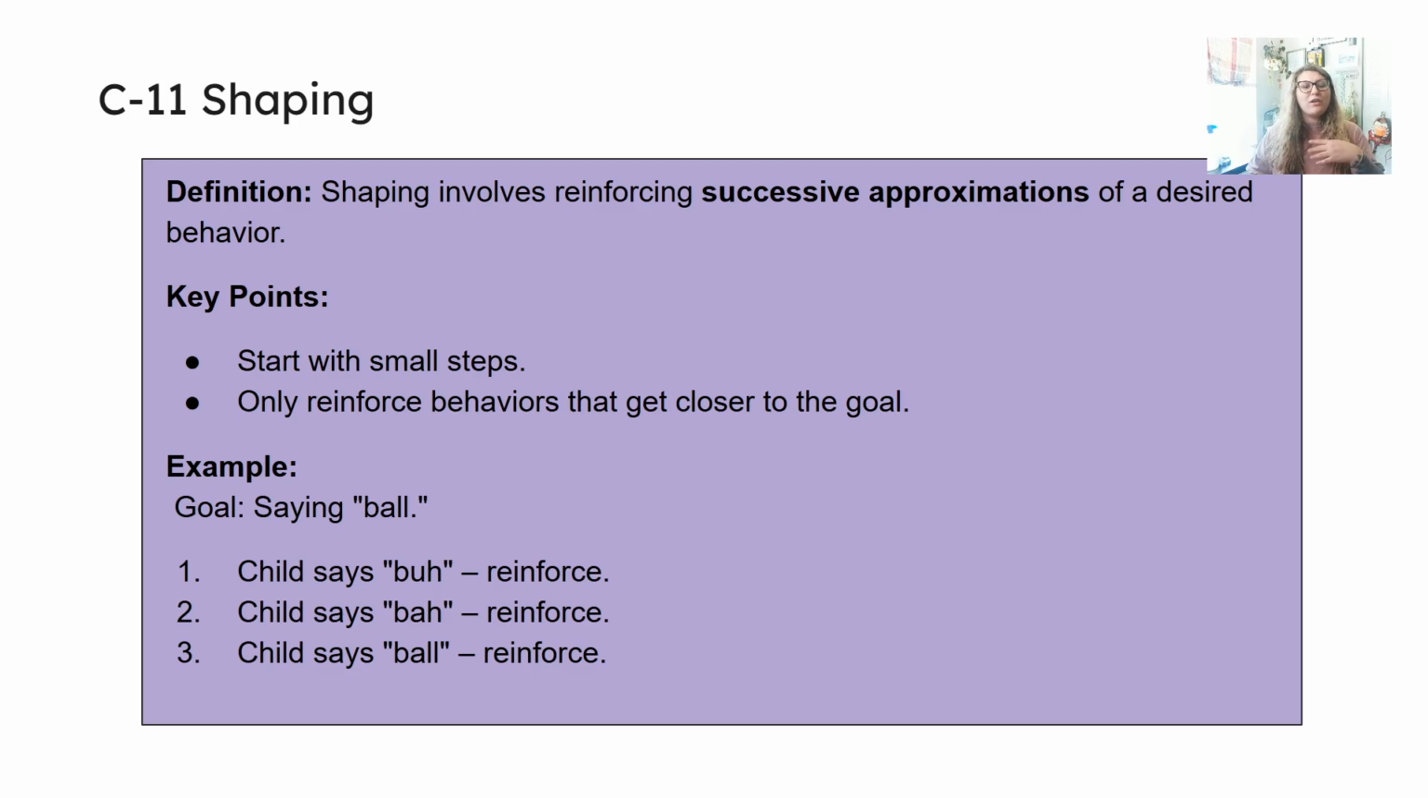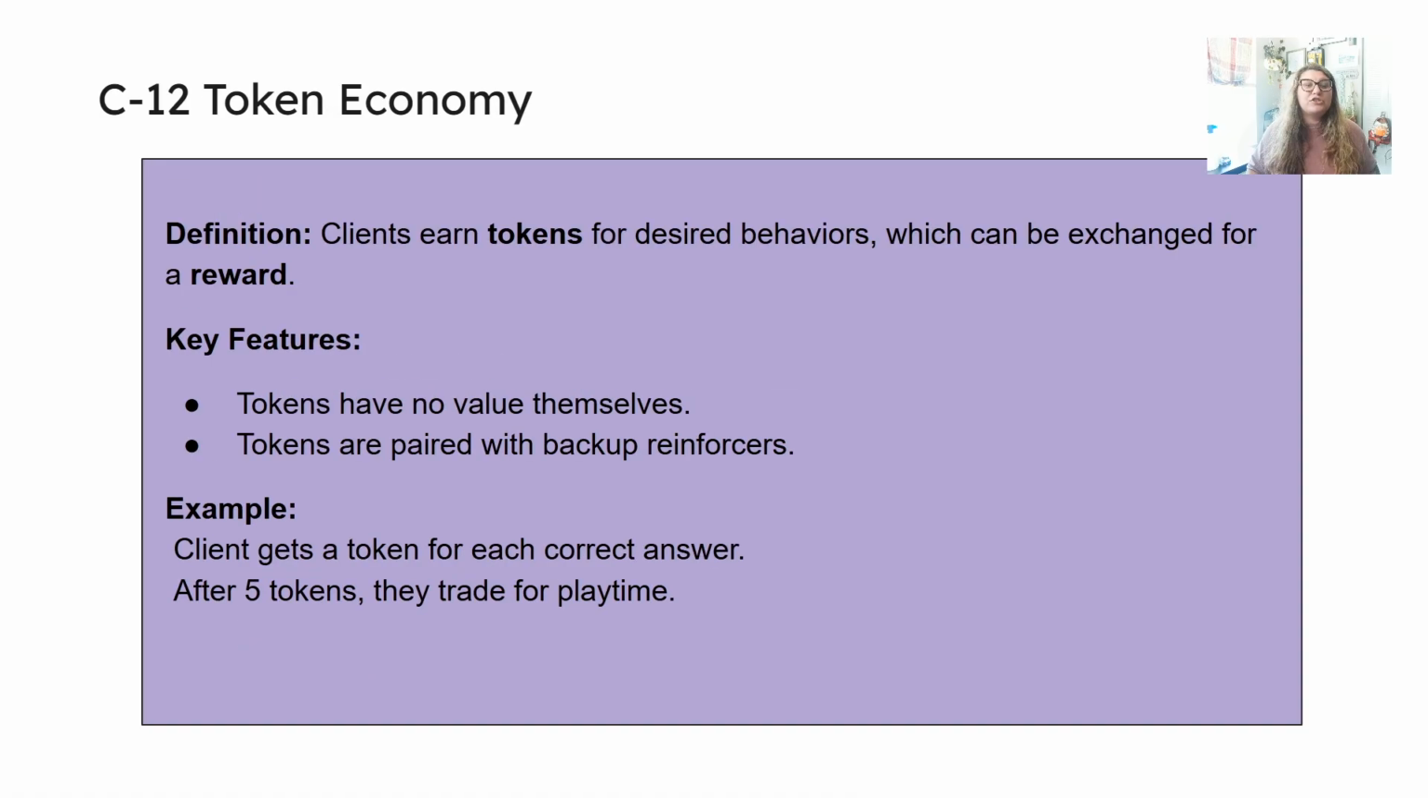And then we're no longer going to reinforce that. Now we're looking for a closer approximation, so now we reinforce that, but not the earlier ba. And then, fourth, we go for ball and no longer reinforce the earlier approximations after they've mastered it. And now we're only accepting ball. That is shaping that word for them to be able to say it. So successive approximations.